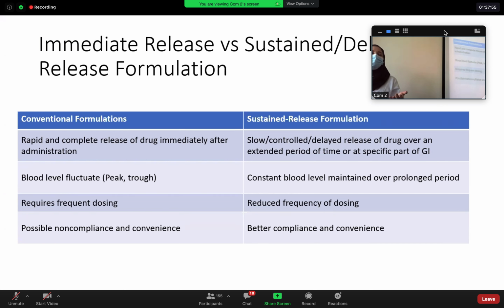How would this be important? Sometimes it's important to improve the compliance of the patient and the convenience and improve their adherence. Sometimes it's because you want to produce a specific effect for a specific condition in a certain site of the body. So it depends, but generally it will improve the compliance of the patient.